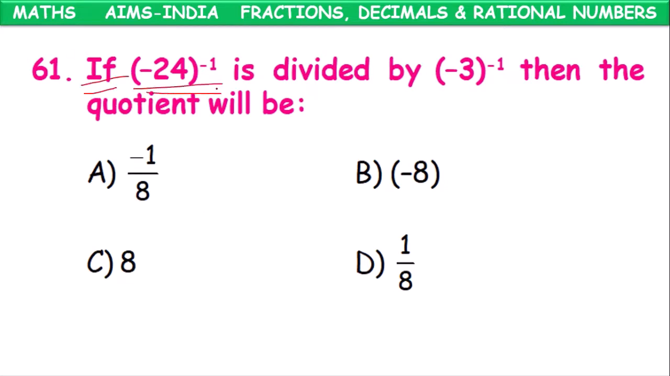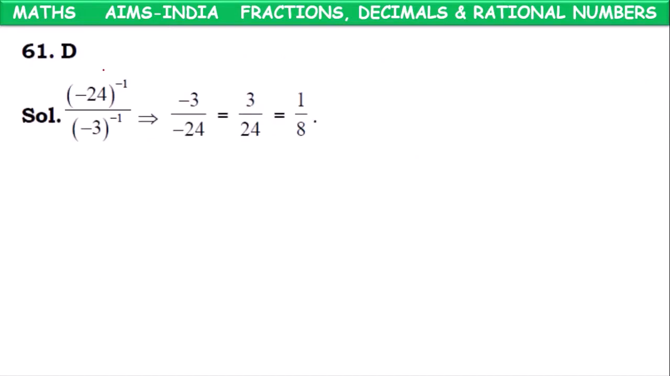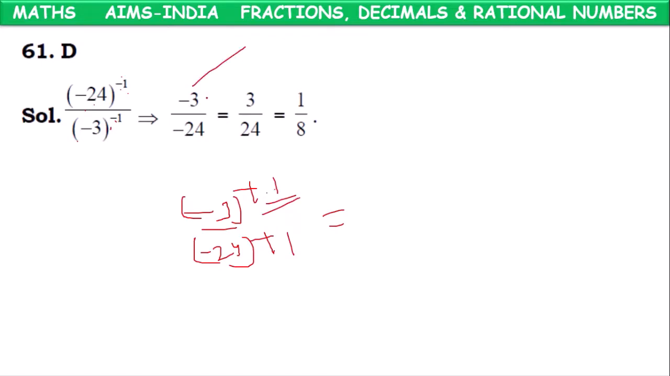If minus 24 whole power minus 1 is divided by minus 3 whole power minus 1, what will the quotient be? Minus 24 whole power minus 1 by minus 3 whole power minus 1. If we interchange the numerator and denominator, then the powers will become positive. Minus 1 will become plus 1. Minus 1 will become plus 1. When the power is plus 1, there is no need to mention it. We can just write it as minus 3 by minus 24. Minus minus cancel. 3/24. 3 times 1 is 3. 3 times 8 is 24. 1/8 is the answer.